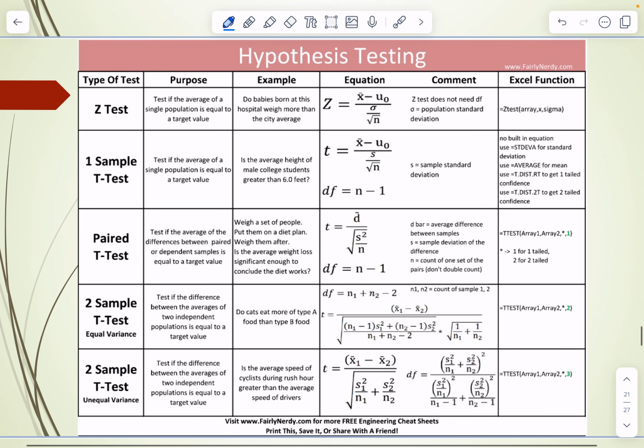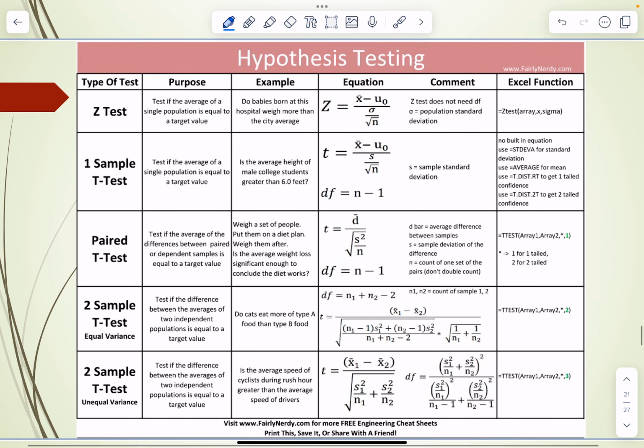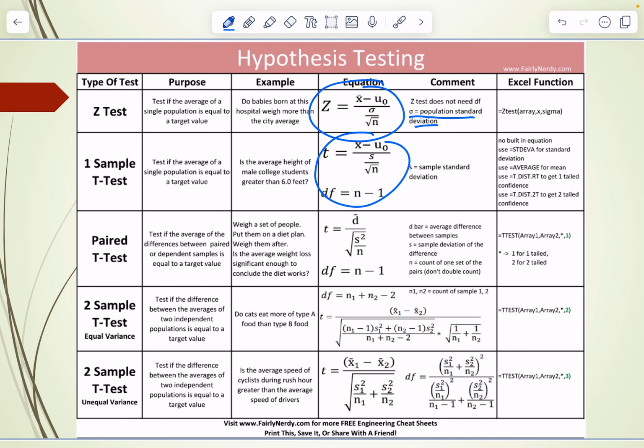Okay, here is a fairly useful table. Notice you'll recognize some of the test statistics that we have already seen. This right here, we've seen from chapter 8. This is also, wait a minute. Yeah, this is if the standard deviation is known. This one here is if the standard deviation is not known.